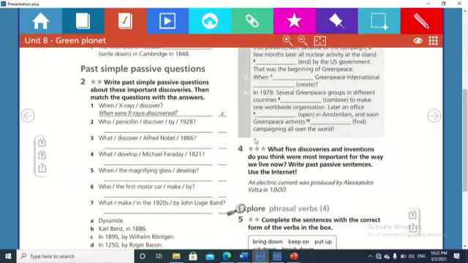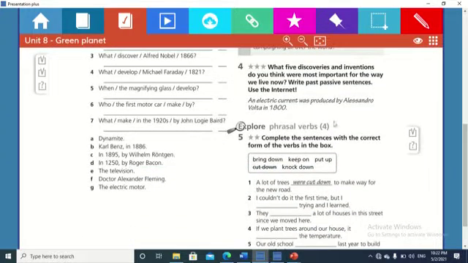Number 5, this is a 3-star exercise. You are asked to make your own sentences about inventions and discoveries. Here's an example given. Think of any discovery or invention and write a sentence in the past simple. It means tell me about the invention and the discovery, not the people who invented or discovered. Here, for example, an electric current was produced. So I'm talking about electric current, not about the inventor, by Alessandro Volta.